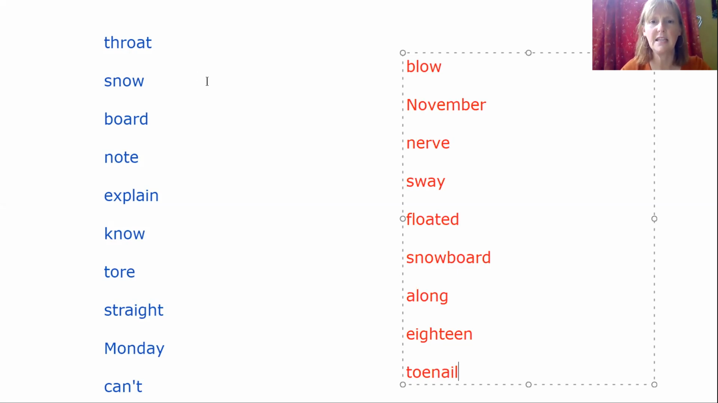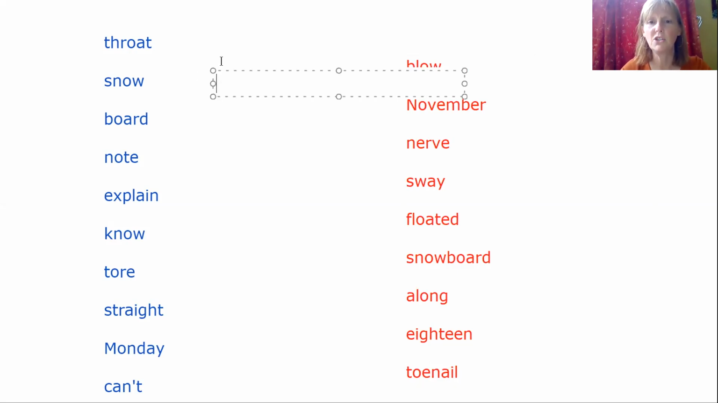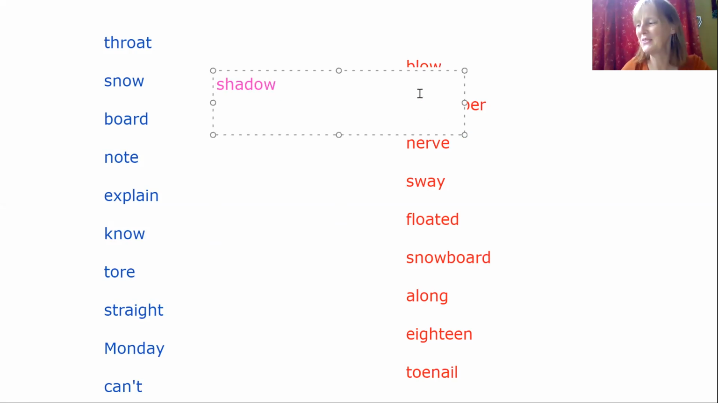Okay, let's just do one more. Let's go right here in the middle and we'll change to pink. Let's write the word shadow. Shadow. We have a long O sound at the end of the word, so first we're going to write shadow with a W right there, right?